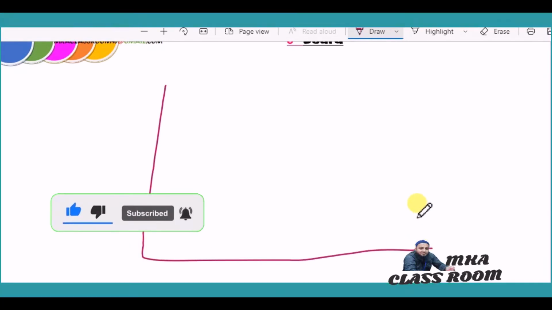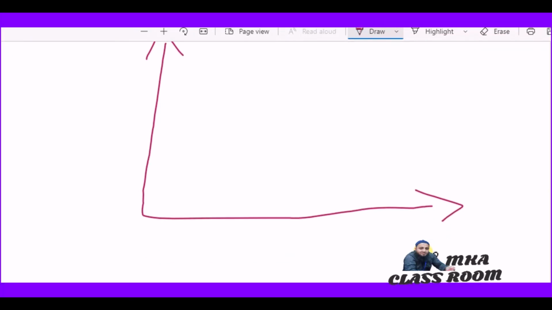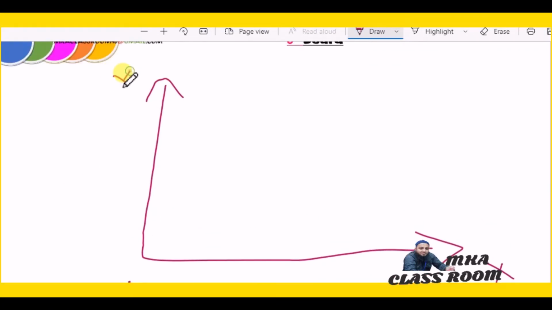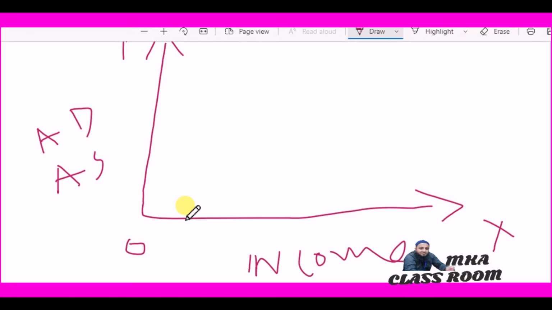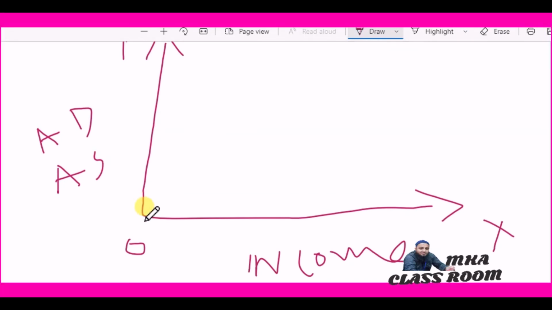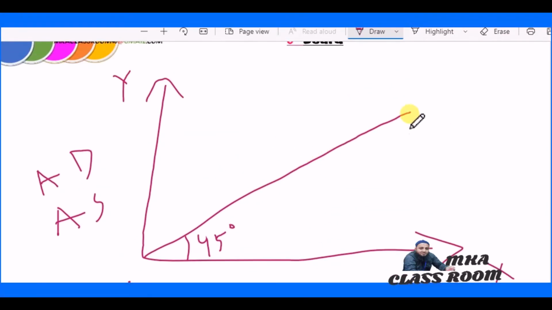So this is our graph. The x-axis shows the national income, and the y-axis shows aggregate demand and aggregate supply. And we know that, as per the rules, the 45 degree line is the aggregate supply curve.